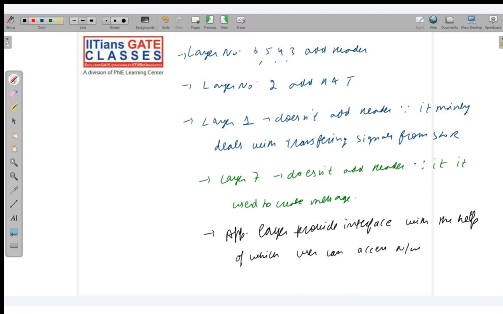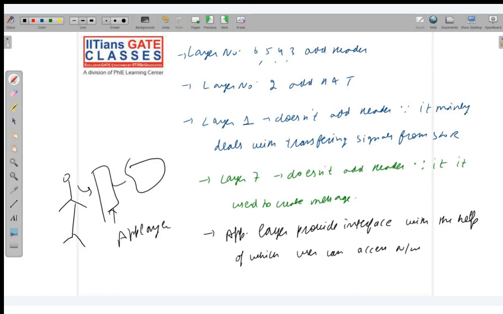So this is the network and this is the user. How will the user access this network? For that we have the application layer. So the application layer will provide an interface with the help of which the user can access this network. So you can think like that. Take the snapshot. I will jump to the next slide.